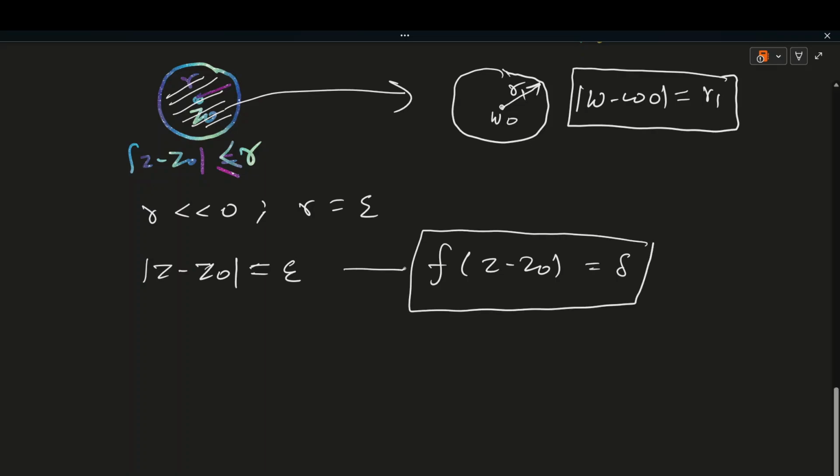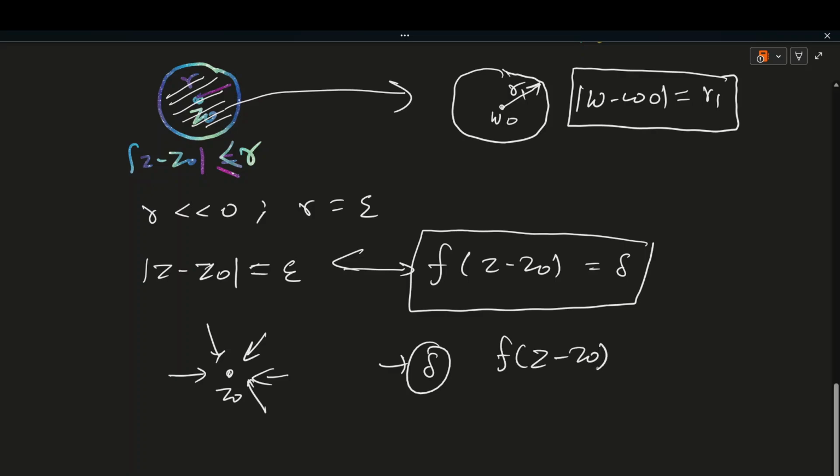Okay. So from the limit point of view, how will we say this? If you approach this z naught from any path, we will get some delta as a function. What function? Z minus z naught as a function.